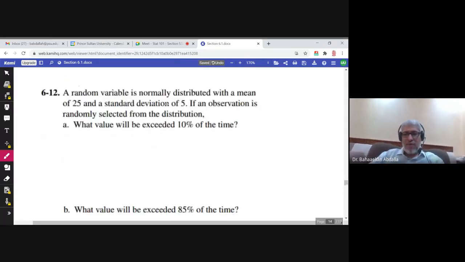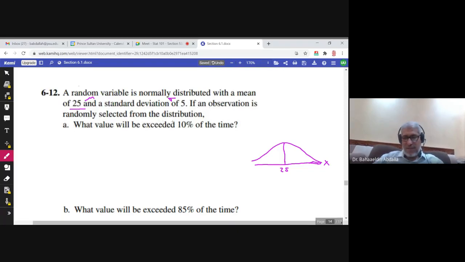A random variable is normally distributed with a mean, this is the mean, and a standard deviation. If an observation is randomly selected, what value will be exceeded 10% of the time? Let us try to understand the meaning of the question. This is X, the random variable. Mu is 25. The question: if an observation is randomly selected, X0, what value will be exceeded 10% of the time?